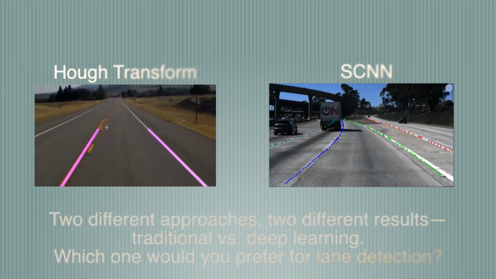So, what do you think? Would you prefer the simplicity of Hough Transform or the accuracy of deep learning models for your lane detection? Let me know this in the comments.